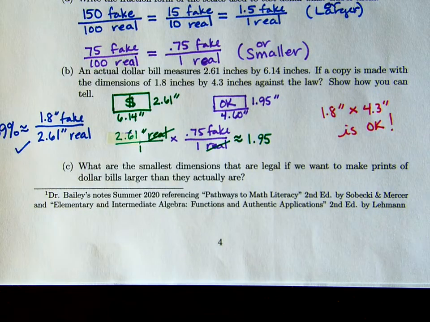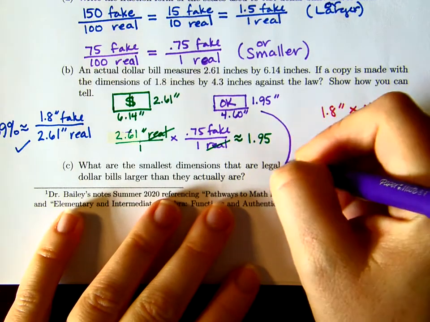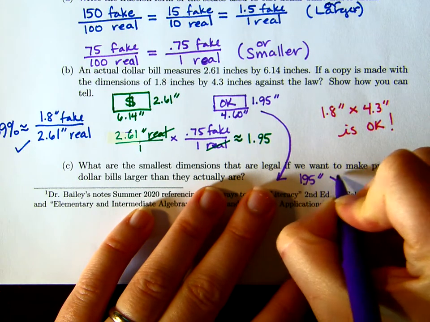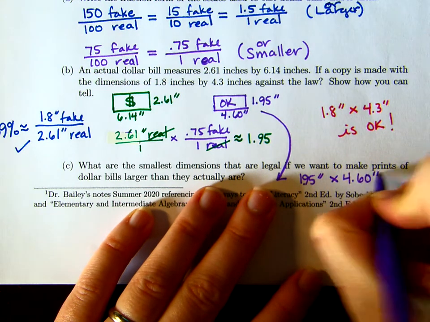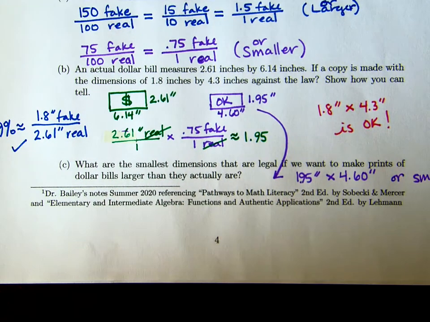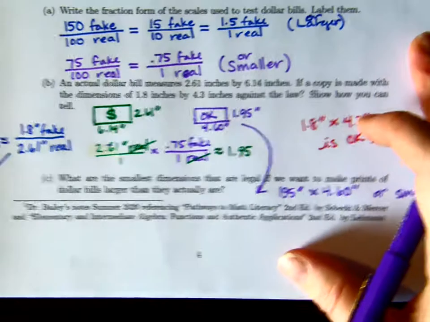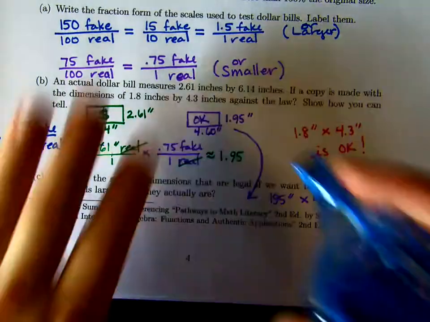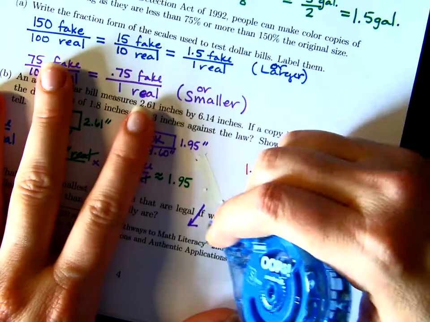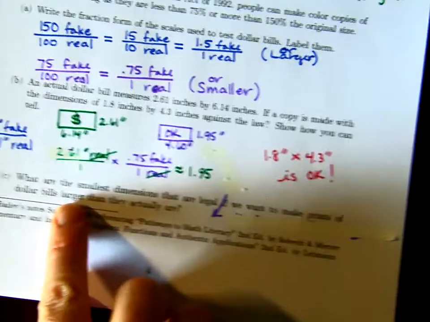What are the smallest dimensions that are legal if we want to make prints? Oh, well, luckily we actually already did that. So I'm just going to put an arrow here and say 1.95 inches by 4.60 inches or smaller. Oh wait, is this for the big one? Larger. Okay, my bad. We're going to have to scale it up. That would be if we scaled down. Okay, my mistake. It says if we're going to go larger.